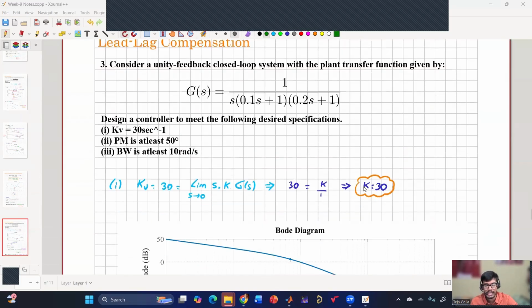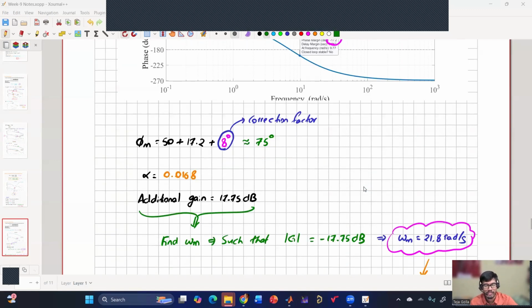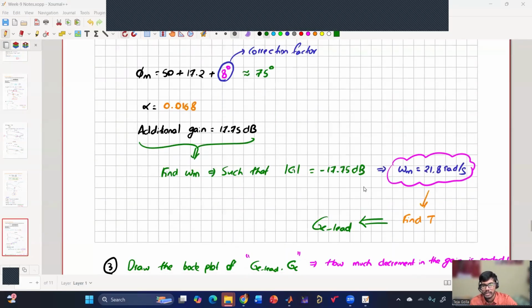First, I have calculated gain K, which comes to be 30. Then I have drawn the Bode plot of K into G, and I have seen my phase margin is negative and it is an unstable system. So, trying to achieve a 50 degrees phase margin with a correction factor of 8 degrees, I wanted to achieve phi m to be 75 degrees, and for phi m of 75, I have calculated alpha. Then I have seen this alpha and phi m correspond to an additional gain of 17.75 from the compensator. So I have to choose that omega such that the open loop will have a gain of minus 17.75, so that this omega will become my gain crossover frequency.